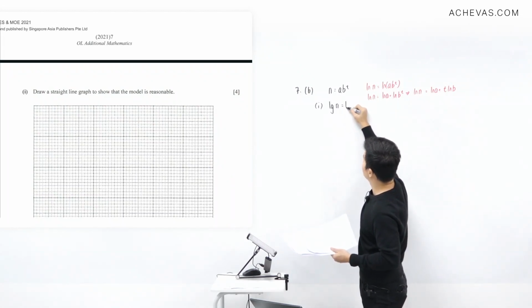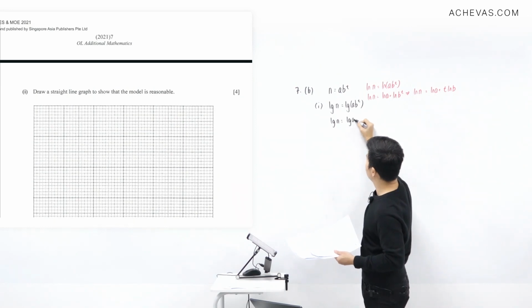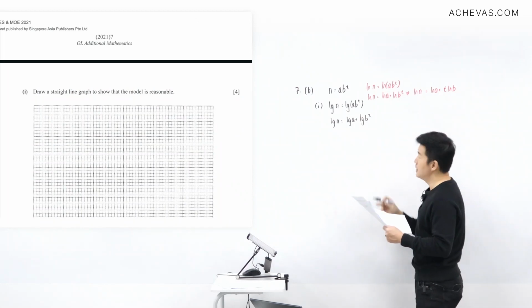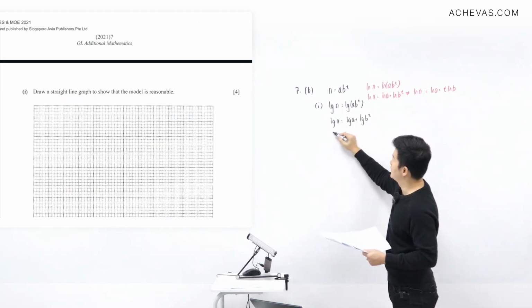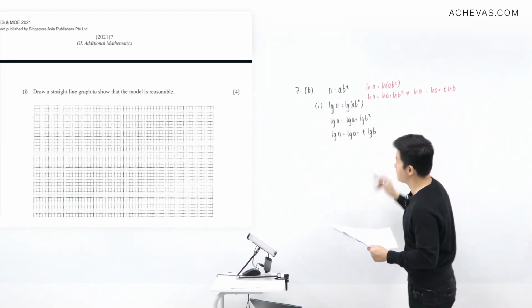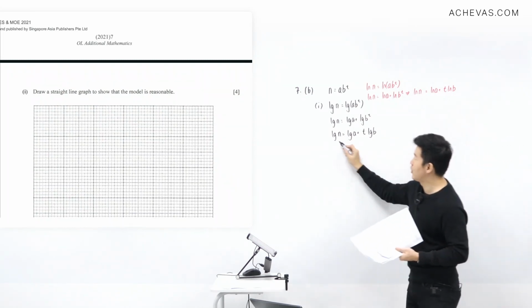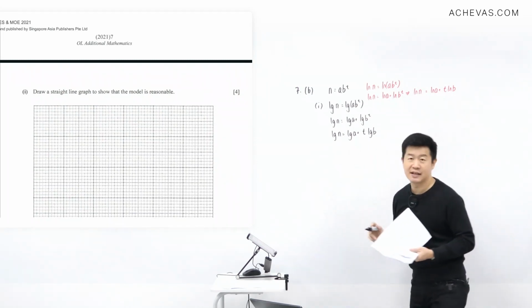Log n, this is equal to log A B to the power of t. So this is going to be log n. It's going to be equal to log A plus log B to the power of t. t, I can bring it forward. So this is going to be log n is equal to log A plus t log B. So in order for me to draw a straight line for this, I'm going to go for log n versus t.